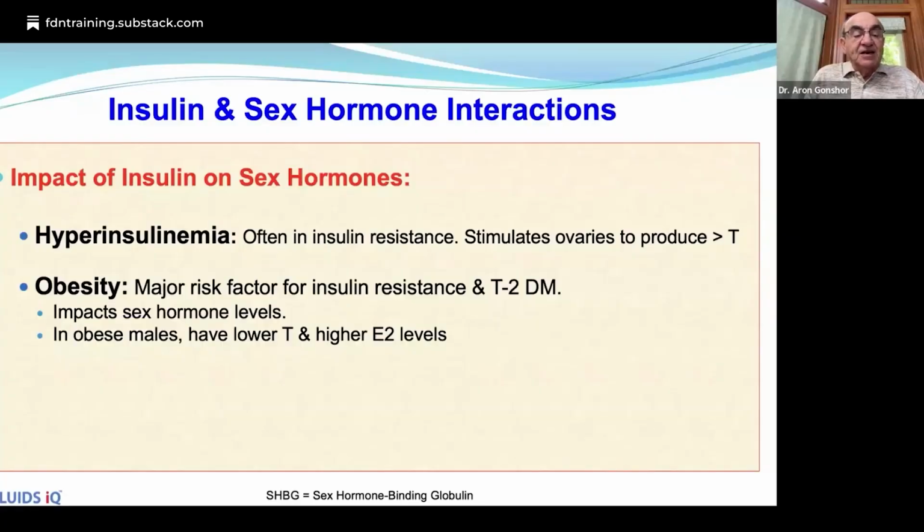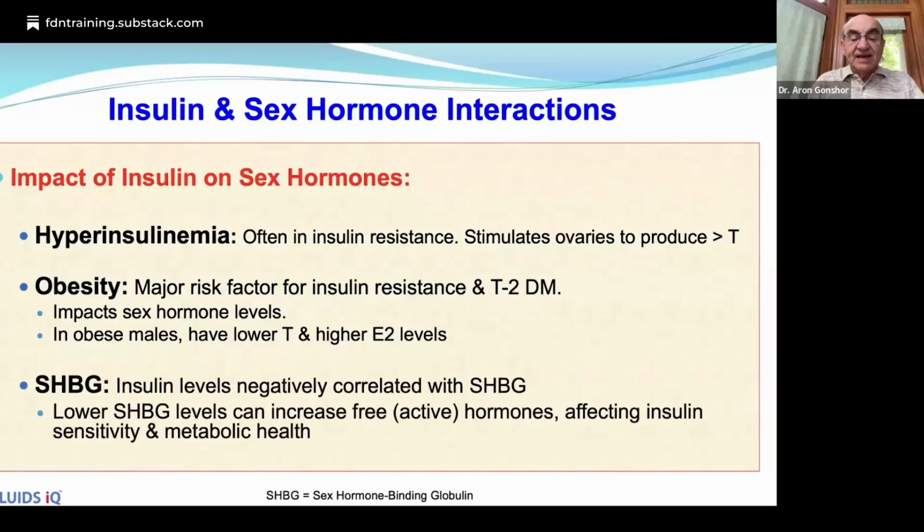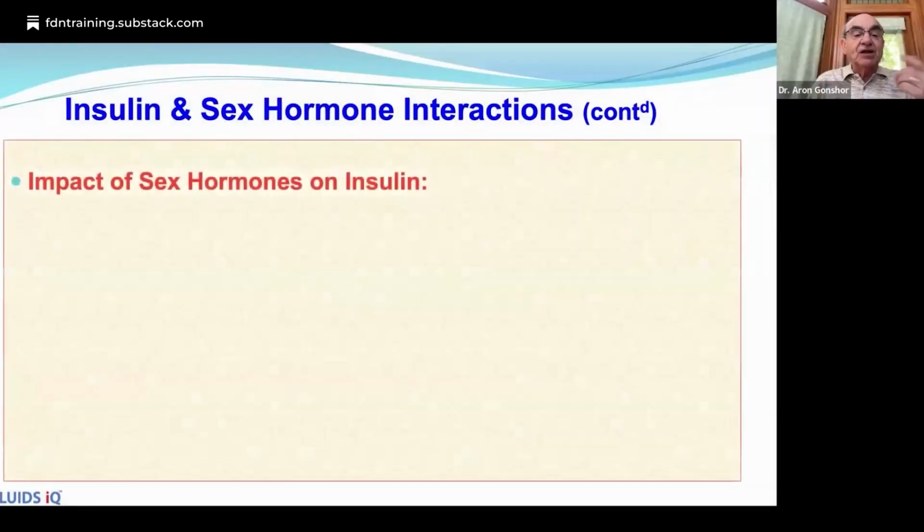So, for example, in males who are obese, they have lower testosterone and they have higher estradiol levels. In the case of sex hormone binding globulin, the SHBG, insulin levels are negatively correlated with SHBG. You lower SHBG levels and you increase the amount of free active hormone, because normally SHBG is binding those hormones. If there are now much greater amounts in the free state, that affects insulin sensitivity and metabolic health.